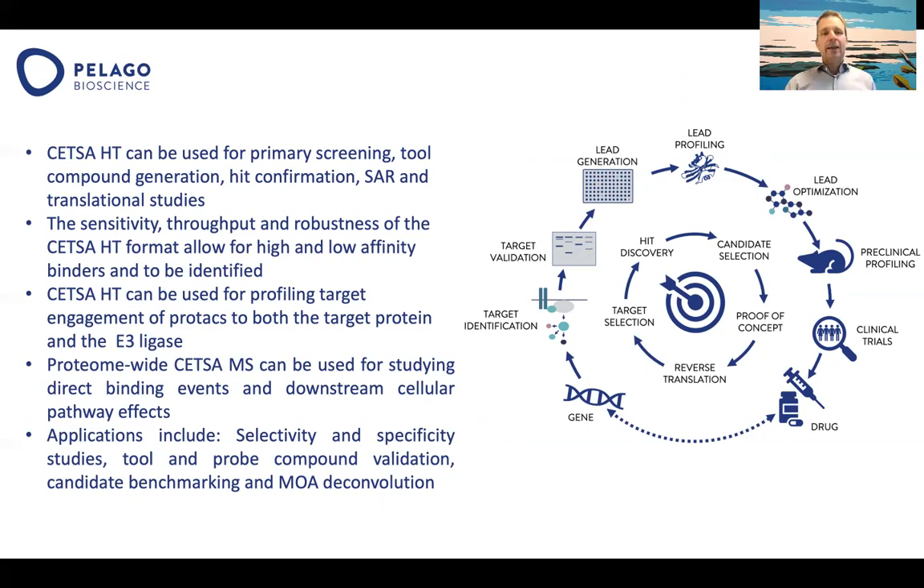And what I rattled through was that CETSA MS is good for proteome-wide profiling of both the direct binding events and the downstream cellular pathway effects that you see in intact cells. Therefore, the applications of CETSA MS will include both selectivity and specificity studies. You can validate your tools and probes, and of course, benchmark your candidates against other compounds out there, and start deconvoluting the mode of action of your compounds.